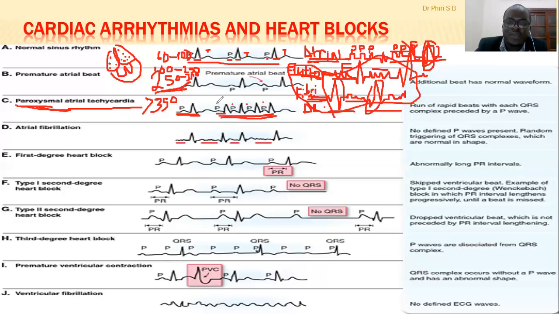You can see the heartbeat has increased here. So here you're going to have a tachycardia, and then you have normal rhythm, and you can have another tachycardia. These are called paroxysmal atrial tachycardia.